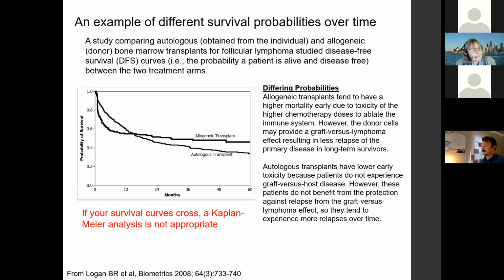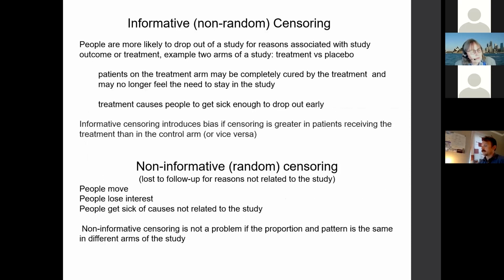So if you find that your curves cross, you know that probably a Kaplan-Meier analysis is not really appropriate, because you violate that assumption that you have equal risk across the time period in the groups.